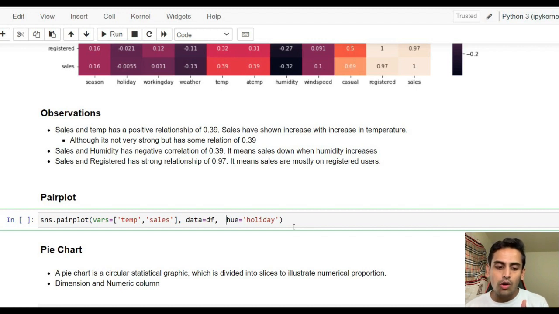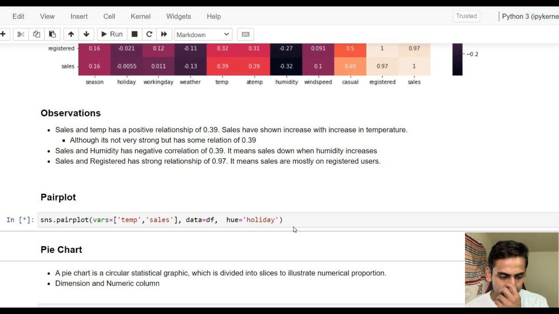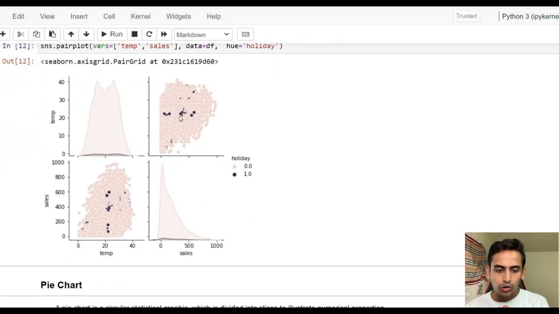So I want to see, is there any kind of a relationship when holiday equal to 0 or when holiday equal to 1. So when I run it, black dots are all holiday values when there was a holiday, and light pinkish one when there was no holiday or a working day.